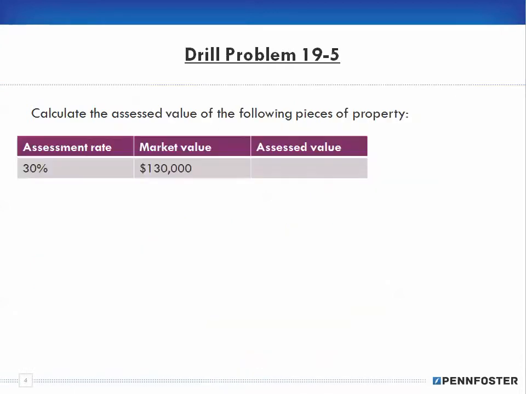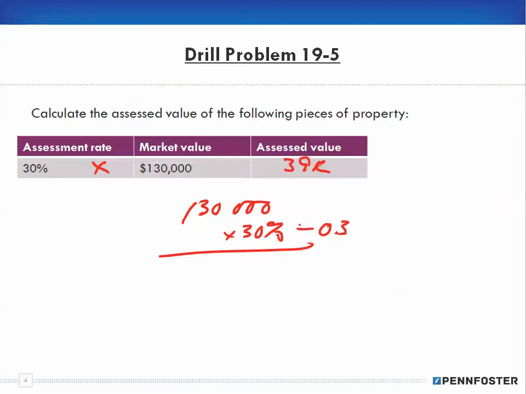Problem 19-5, calculate the assessed value of the following pieces of property. Remember, to get the assessed value, it's nothing more than the assessment rate times the market value. So 30% of 130,000 is 39,000. That's 130,000 times 30%, or 0.3. It gives you 39,000. Simple.